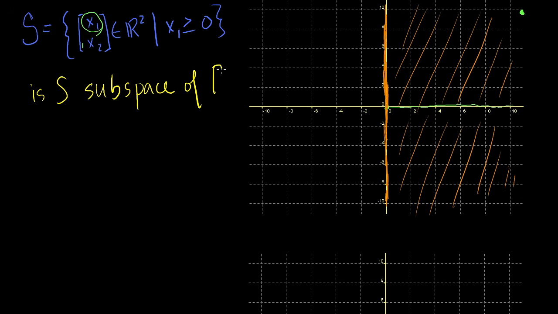of R2? So the first question, does it contain the 0 vector? So in the case of R2, does it contain 0, 0? Well, sure. It includes 0, 0 right there. We said x is greater than or equal to 0, so this could be 0. And obviously, there's no constraint on this. So definitely, the 0, 0 vector is contained in our set S. So that is a check.